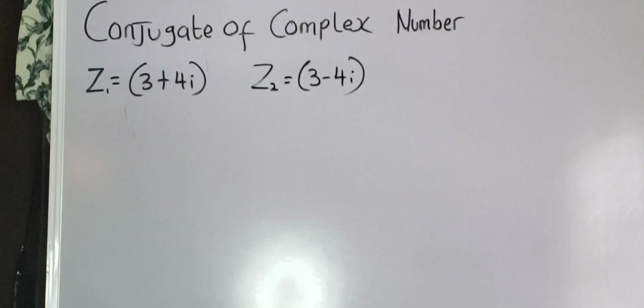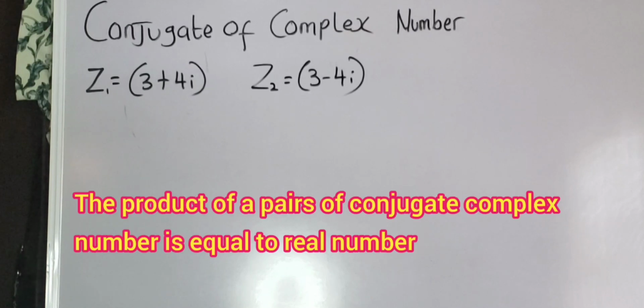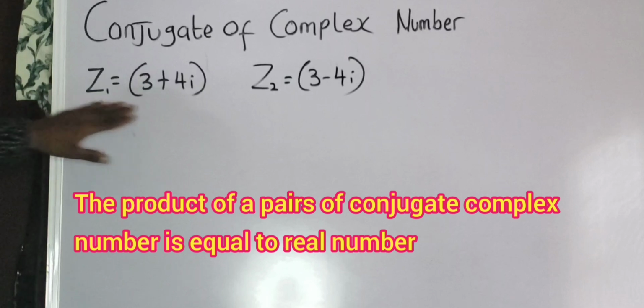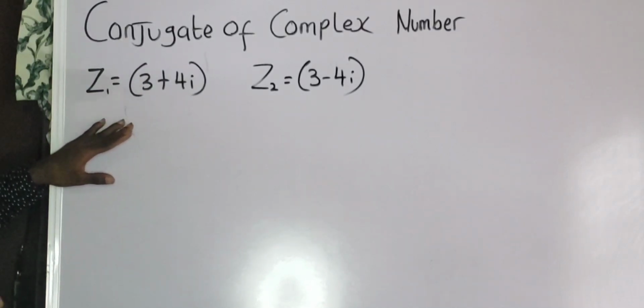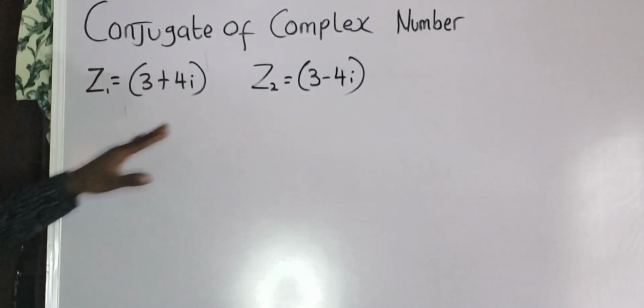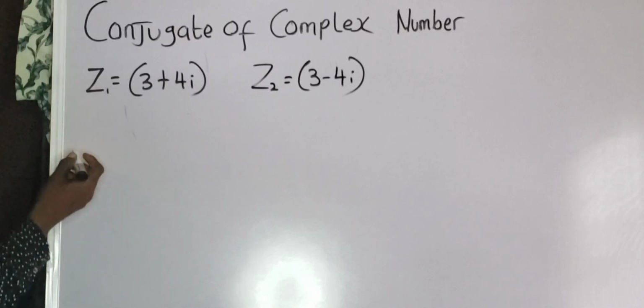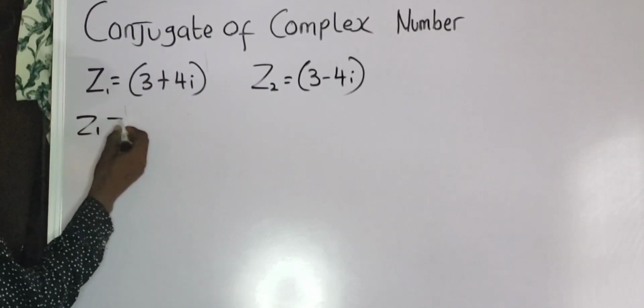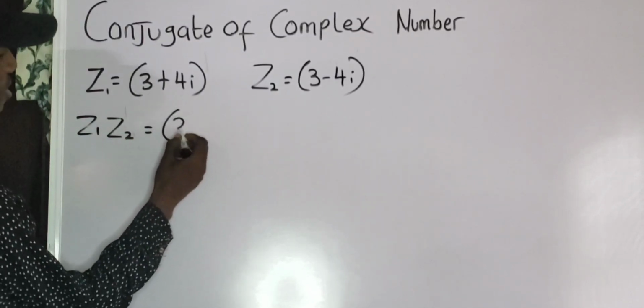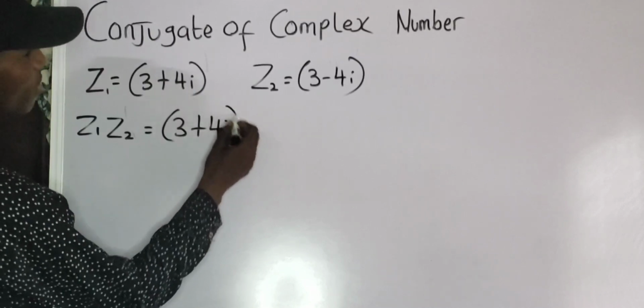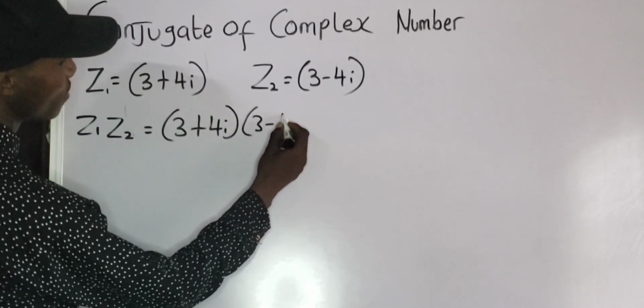Another thing that I want you to know about conjugate complex numbers is this. When we take the product of a pair of conjugate complex numbers, the result is always a real number. Are you getting it? Now let's look at this. These are a pair of conjugate complex numbers. Yes, they are. Now let us take the product of these complex numbers. That is, Z1 multiplied by Z2, which will be equal to 3 plus 4i multiplied by 3 minus 4i.